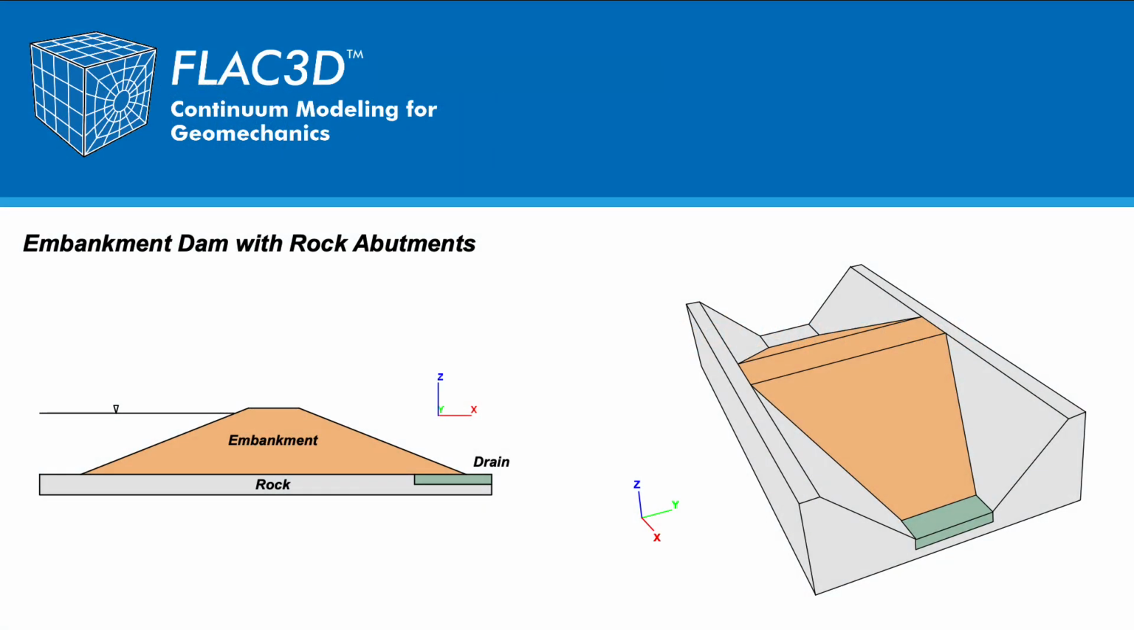This tutorial demonstrates how to calculate total and effective stresses using FLAC3D for a homogeneous embankment dam with rock abutments. This tutorial video provides an extension of the FLAC2D tutorial Embankment Dam, which modeled the simpler 2D version of the problem shown to the left. In part 1 of this video, the specifics of the two models that are to be analyzed will be presented.